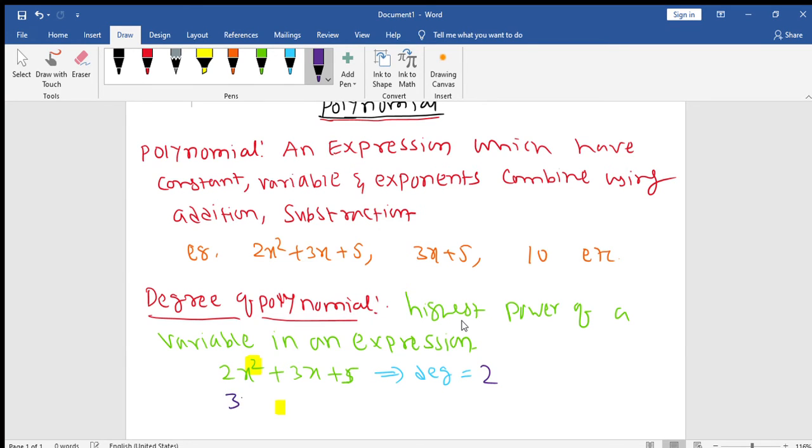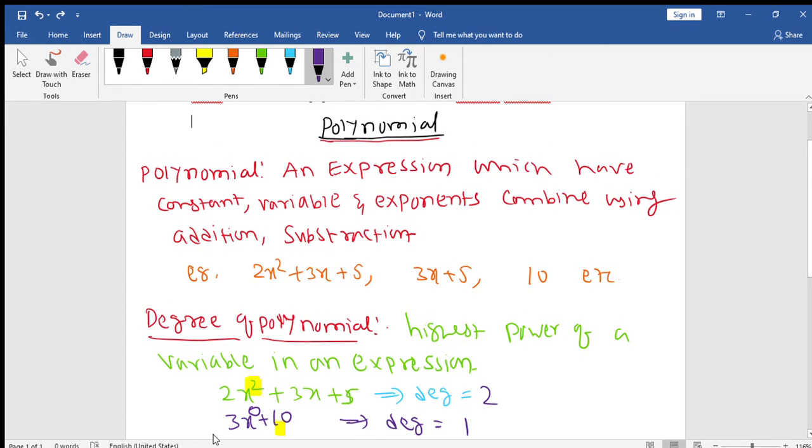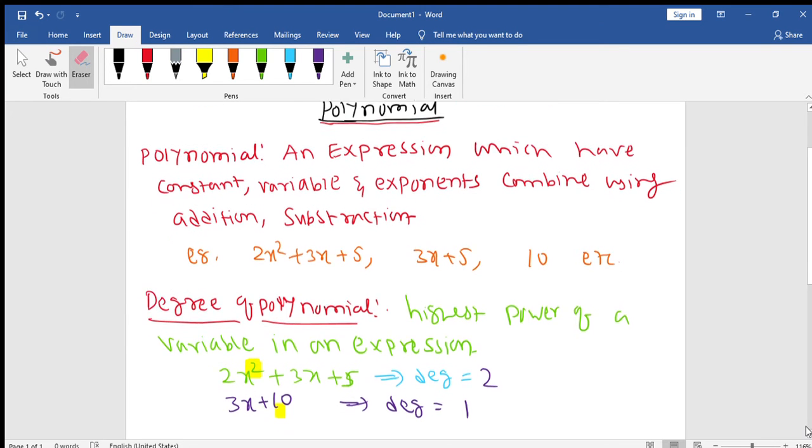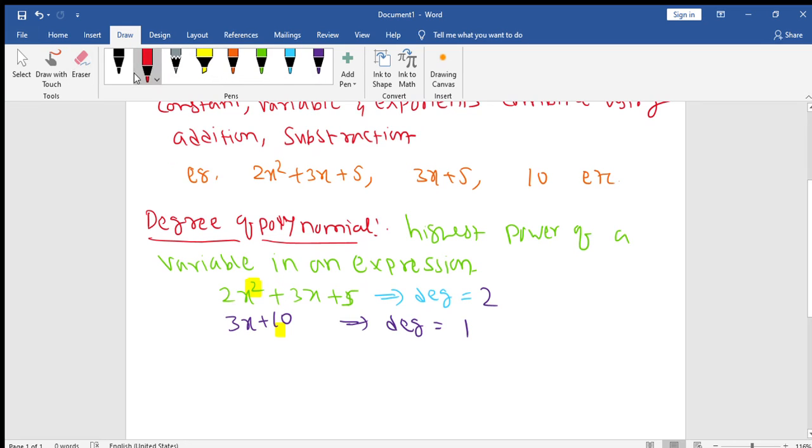If I take another example like 3x plus 10, then you can see the degree is 1, because there is no number written as the power, so it is considered to be 1. Now if it is just a number like 100, what is the degree of this? If there is no variable, then degree is 0. Obviously it is like 100 x power 0, and anything power 0 is 1, so it is 100. So the degree of this is 0.